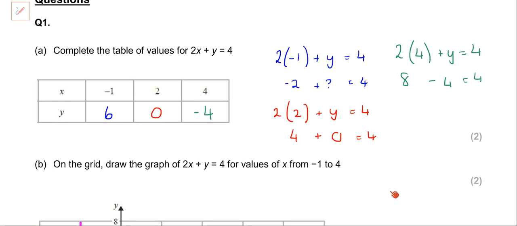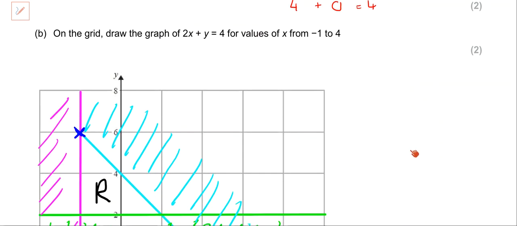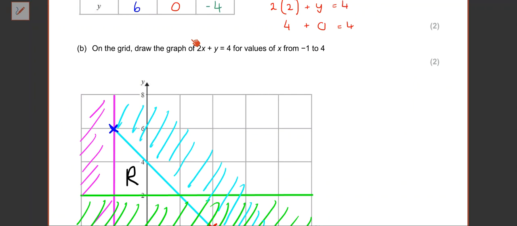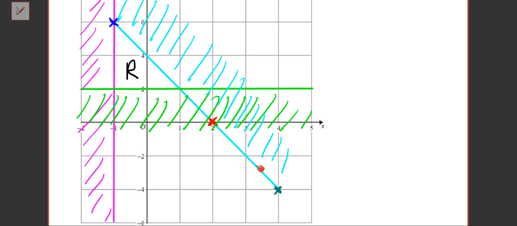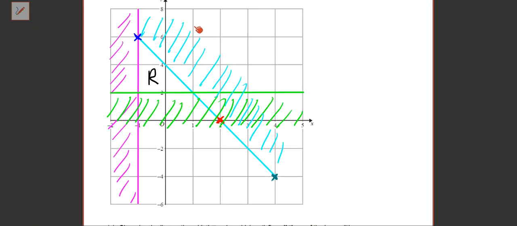Okay? Now, the next stage then, so part B is just to plot those points. So I've done it there, blue, red, green. Plotted those points and drew that blue line through it. Now the other lines come later on. That's the 2 marks allocated just for the points and line, right?